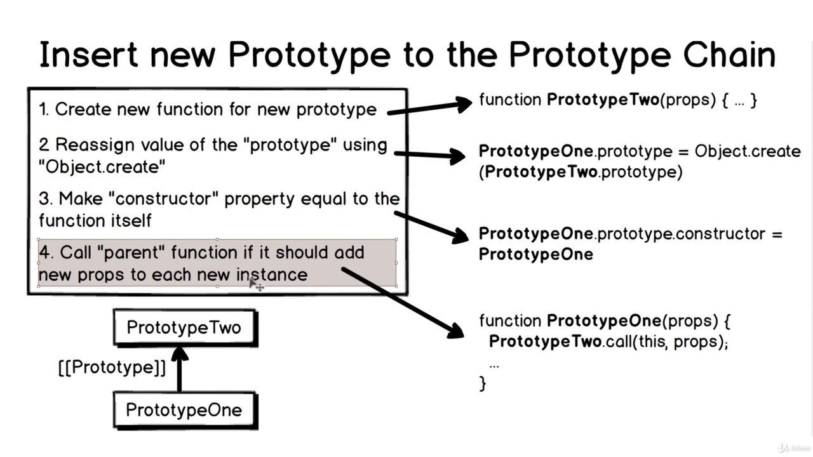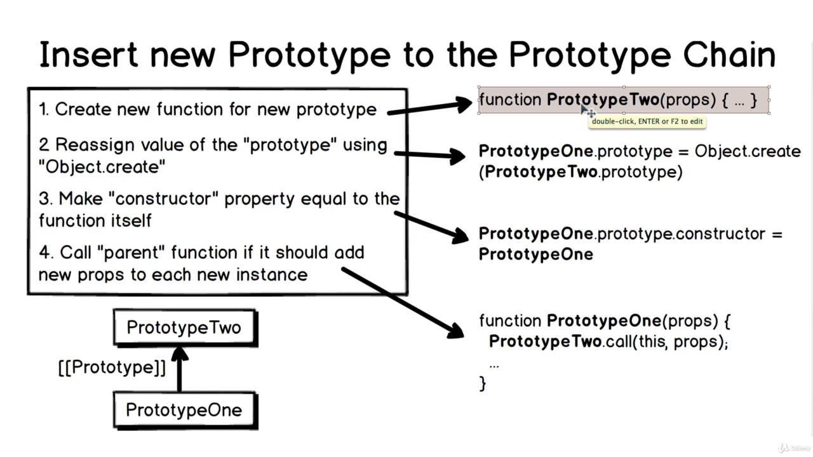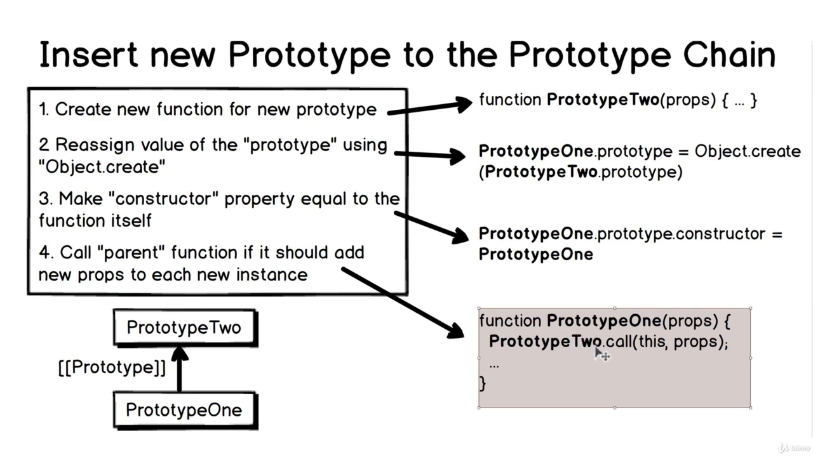It is required only in case you want to set some properties of instances in this prototype. And if you want to do so, then you need to call prototype2 function and call it with 2 arguments, this and props. This will refer to new instance of the prototype 1. And inside of the prototype 2, you will add properties to this new instance. That's because object is reference type in JavaScript, and you can modify properties of specific object in different places. And second argument is props.